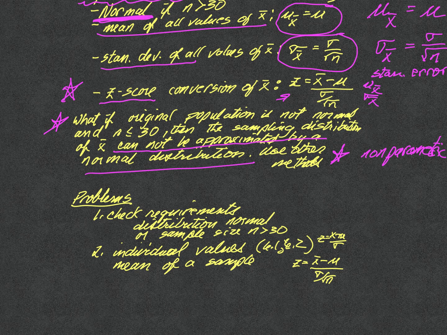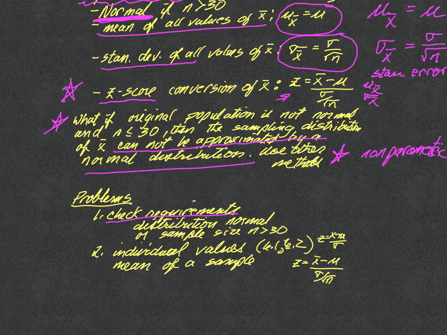So when you're doing problems, there are really 2 things you have to pay attention to. The first one is you have to check the requirements. Is the original distribution normal, or is the sample size bigger than 30?